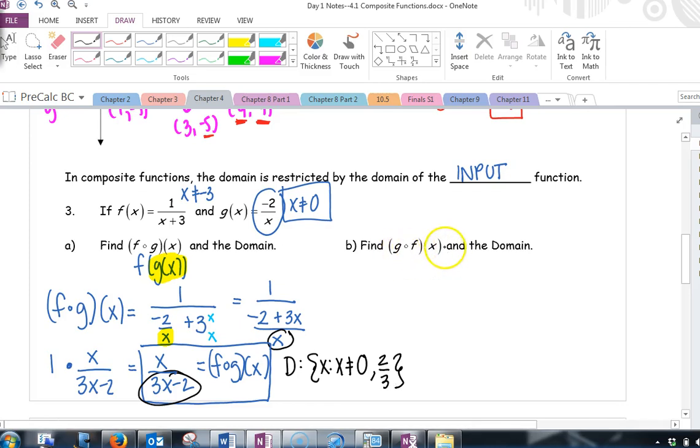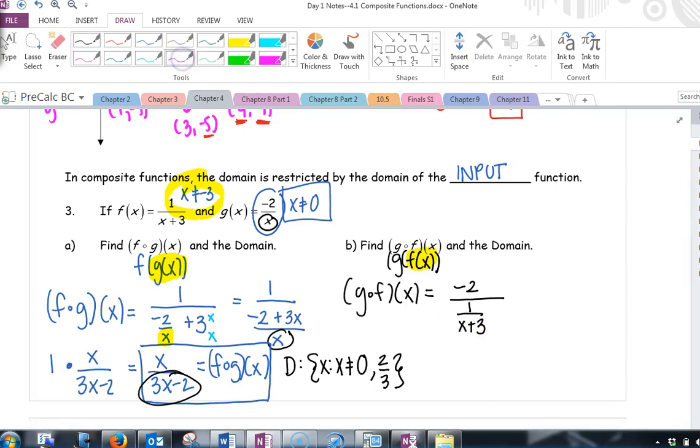Alright, let's do g of f of x now. Alright, so for this one, your input function is f of x. So that's the domain we care about now. X can't be negative 3. And we have negative 2 over, and instead of x, we're writing that whole thing 1 over x plus 3. And then it always helps me to simplify further so I can figure out the domain.